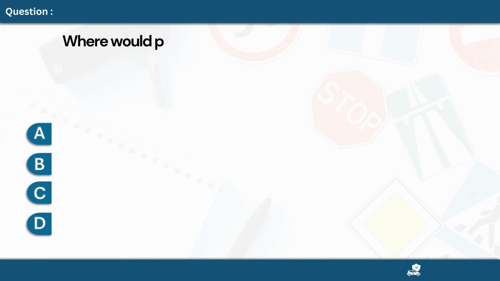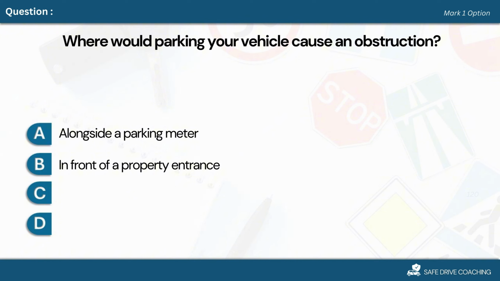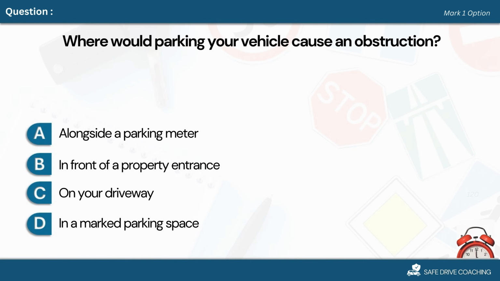Where would parking your vehicle cause an obstruction? A. Alongside a parking meter. B. In front of a property entrance. C. On your driveway. D. In a marked parking space. The correct answer is B. In front of a property entrance.